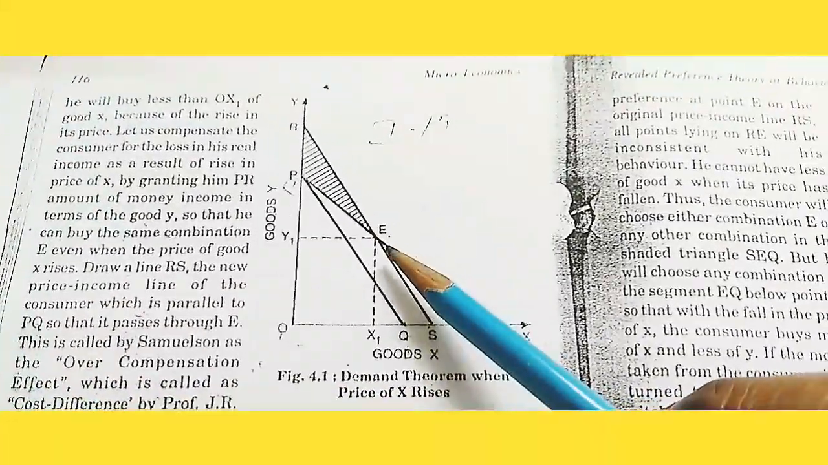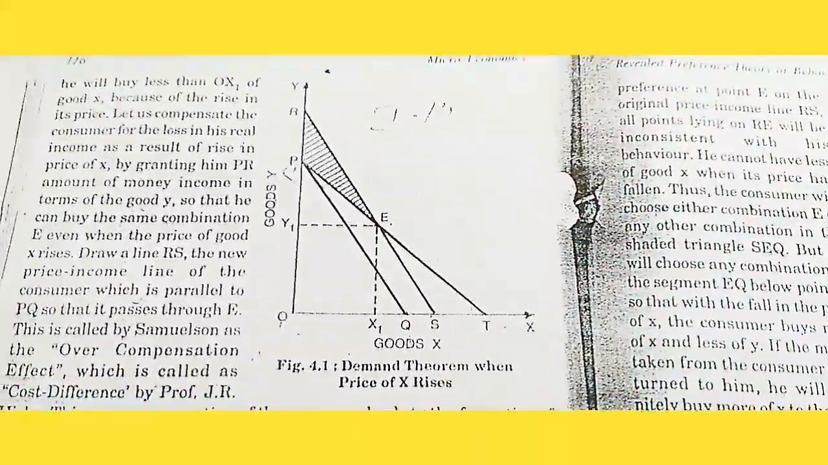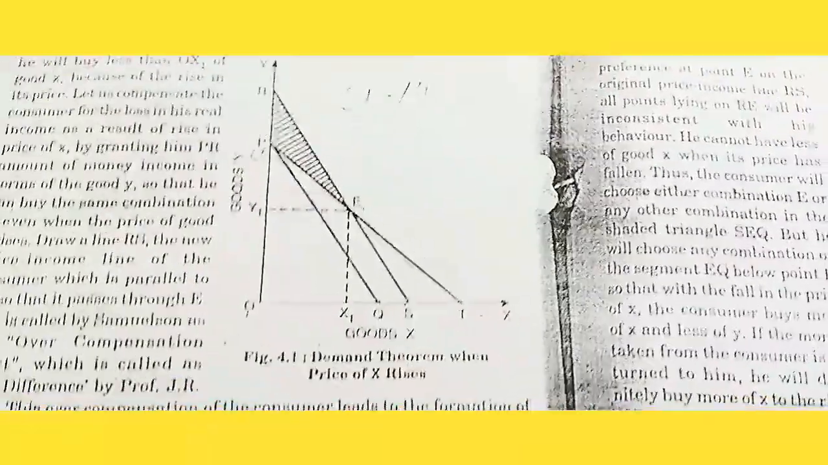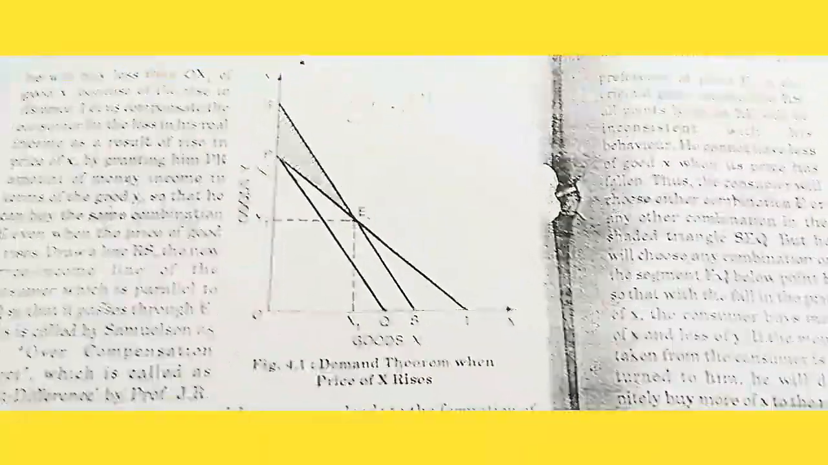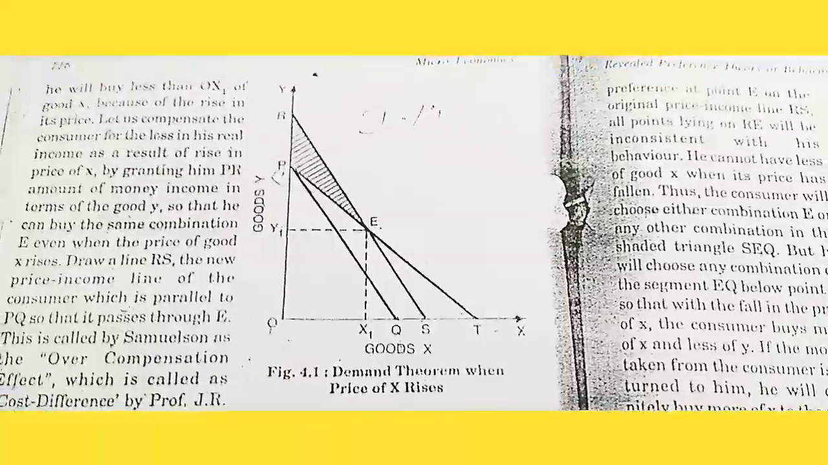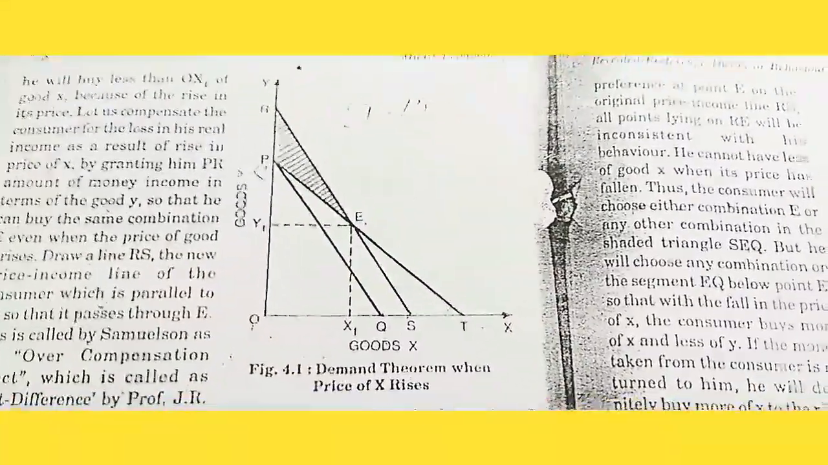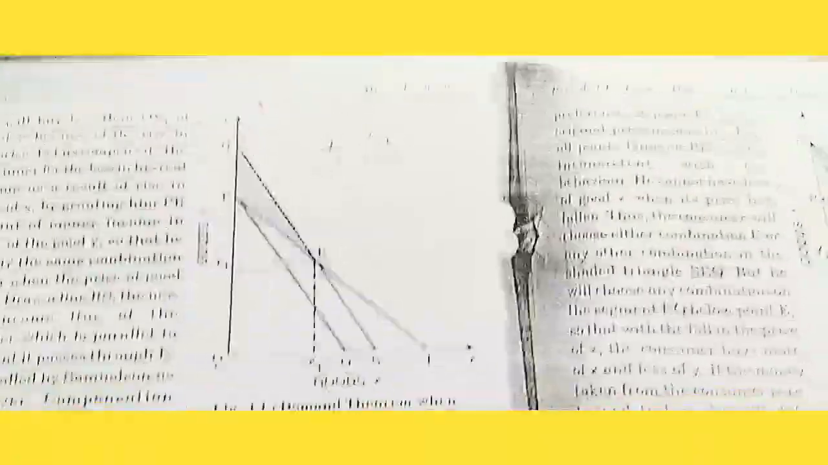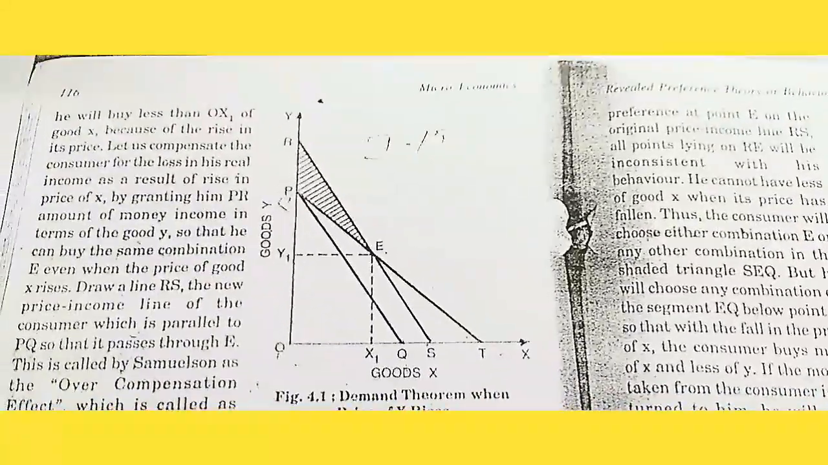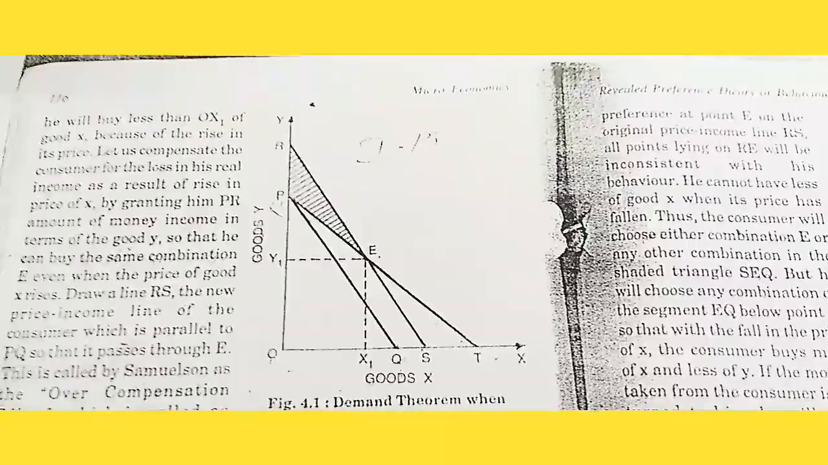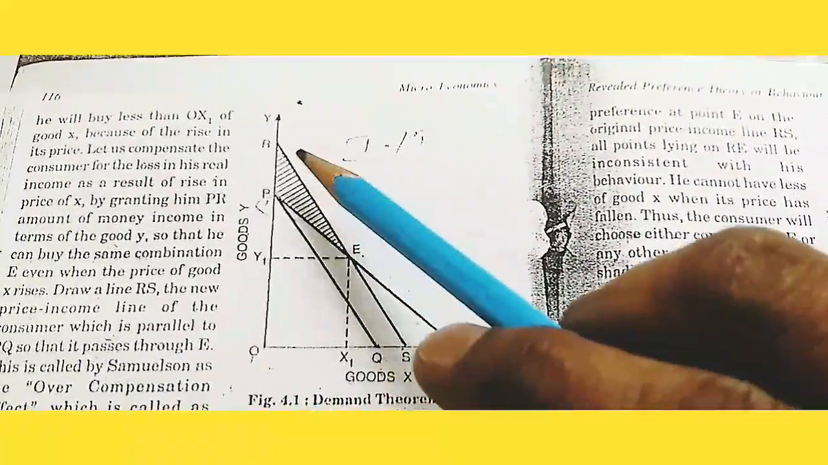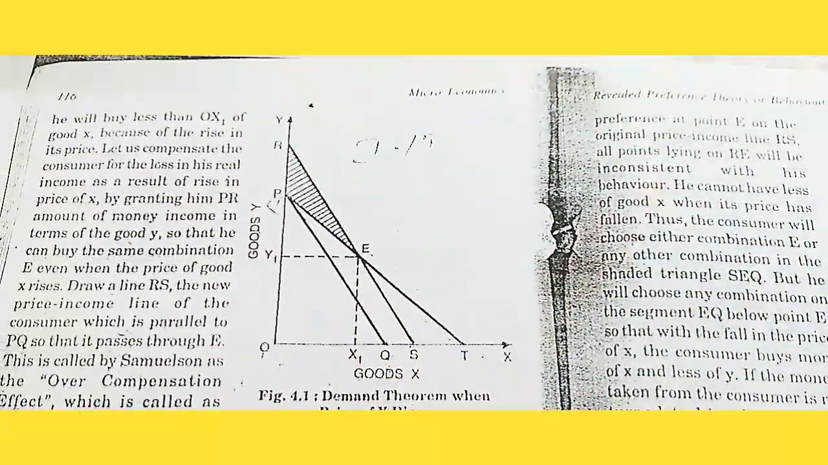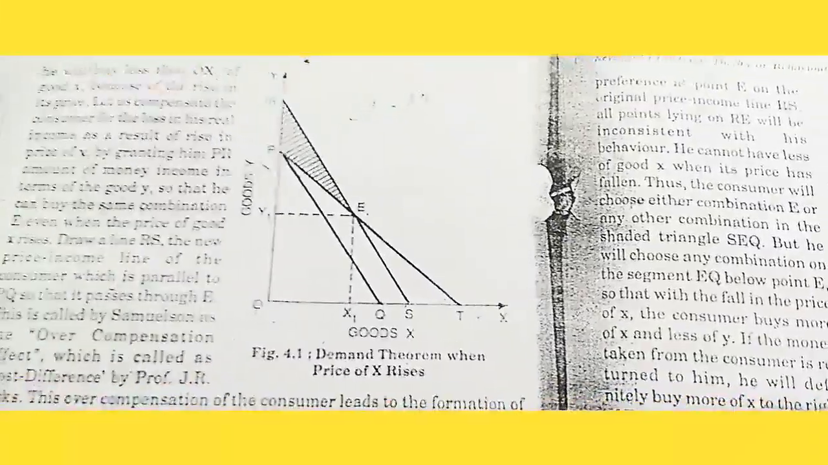It passes through E. This is called by Samuelson the overcompensation effect, which is called the cost difference by Professor J.R. Hicks. This overcompensation of the consumer leads to the formation of ORS, a new triangle of his choice.